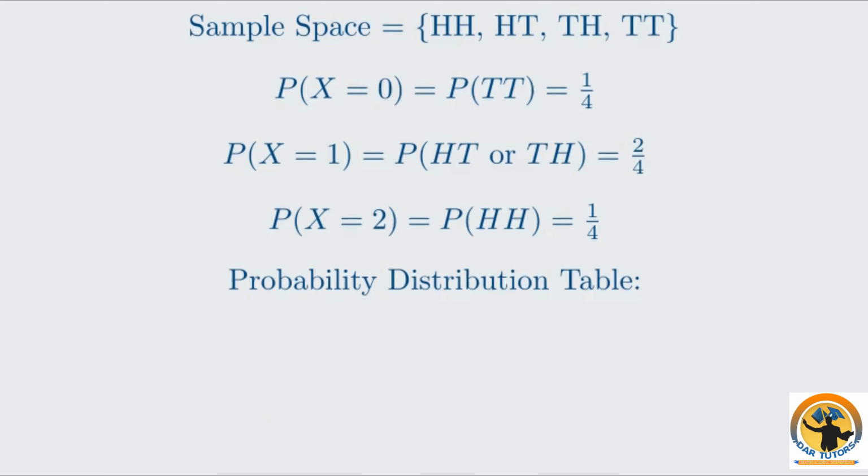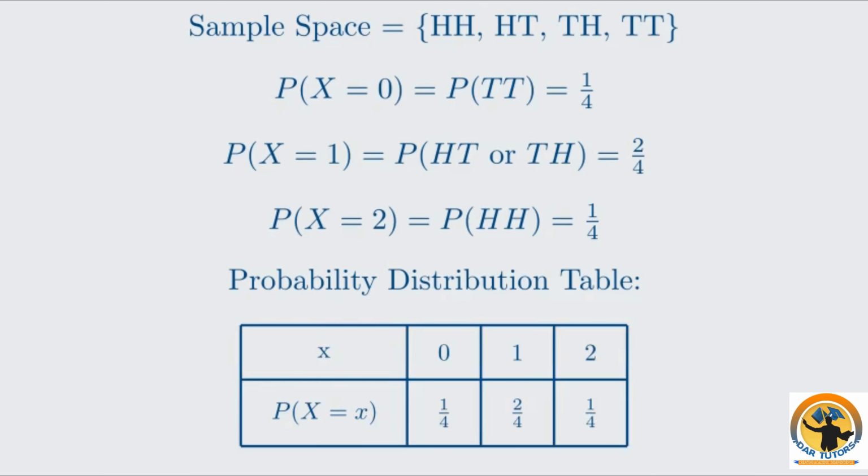We can display this in a table. Notice that both rules are met. Each probability is between 0 and 1, and the sum of the probabilities is 1/4 plus 2/4 plus 1/4 equals 1. This is a valid discrete probability distribution.